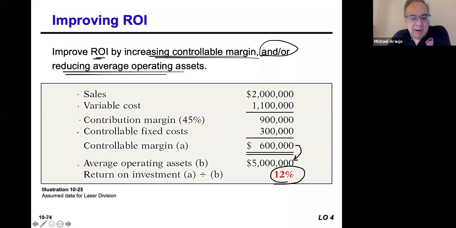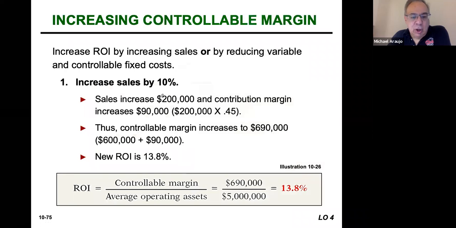Could that be any better? How so? Well, one thing they can do is, what if we increased our sales by 10%? If they increase their sales by 10%, they would have $200,000 more in sales, because $2 million in sales increased by 10% would give you 2.2 million.